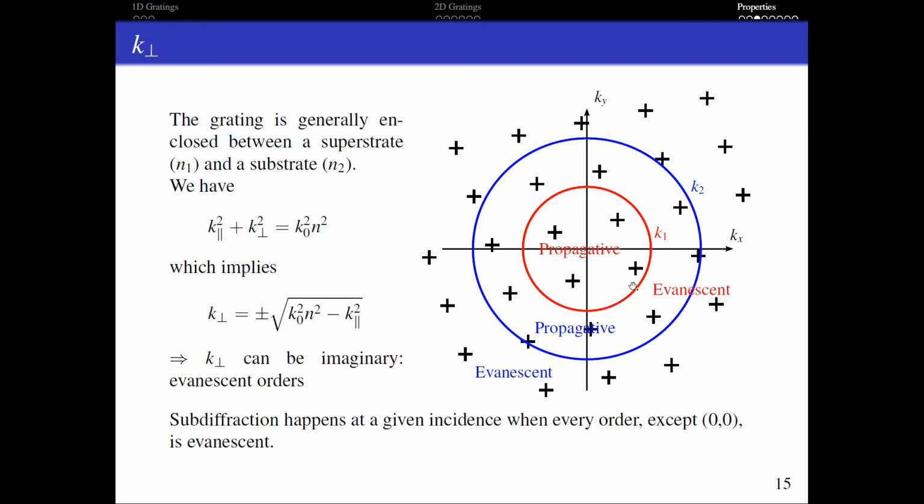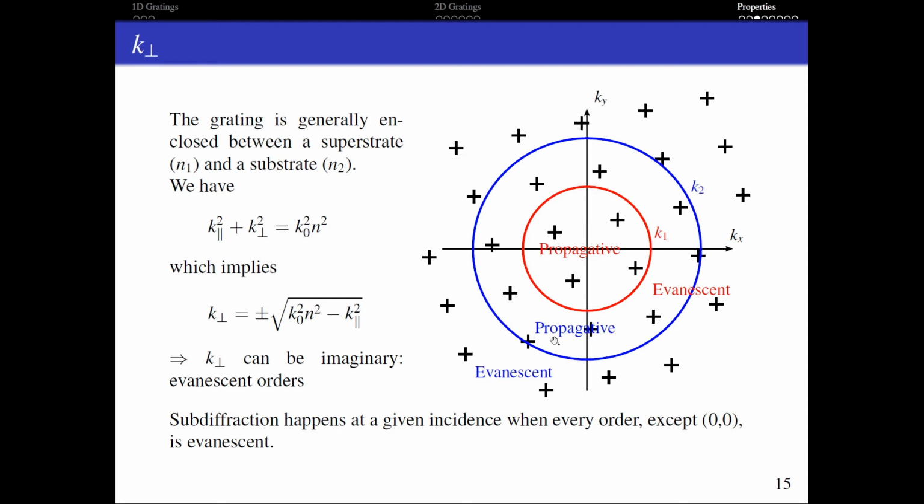So let's look for instance at N1. So N1 translates into K1. When I multiply K0 by N1, I'm going to get K1. You draw this, you have a circle, and you see that in this case, in the medium of refractive index N1, you are only going to get 4 propagative diffraction orders.